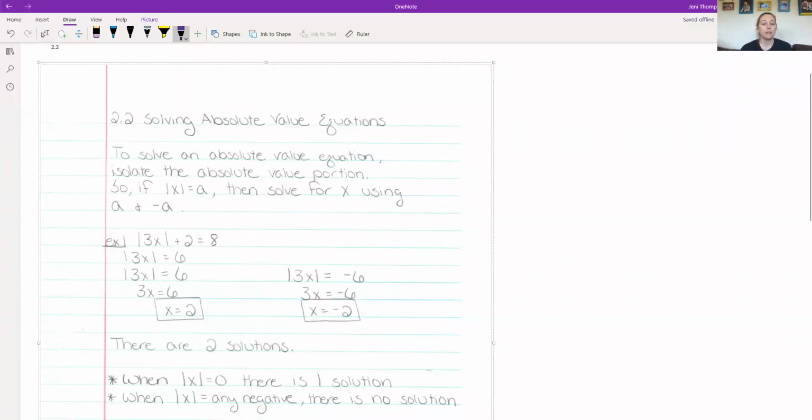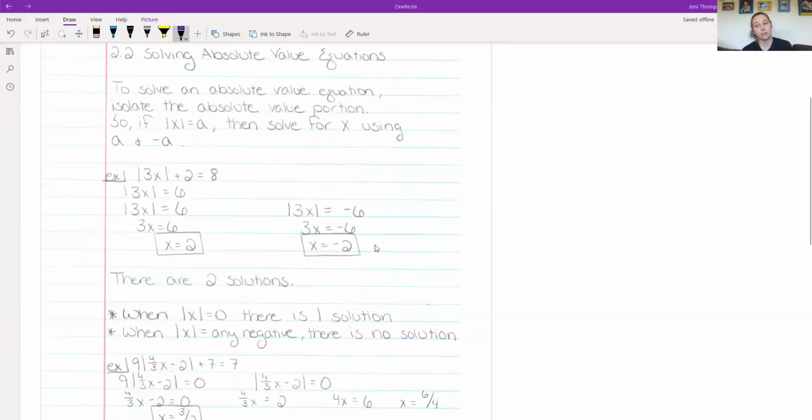So to solve an absolute value equation, we're going to isolate the absolute value portion. We need to get the absolute value by itself on one side of the equal sign. So if the absolute value of something equals something, then we're going to solve for x. We drop the absolute value bars and then solve for x using the positive version of what it's equal to and the negative version of what it's equal to. So there are two solutions to most absolute value problems. I'll show you some exceptions in just a second.